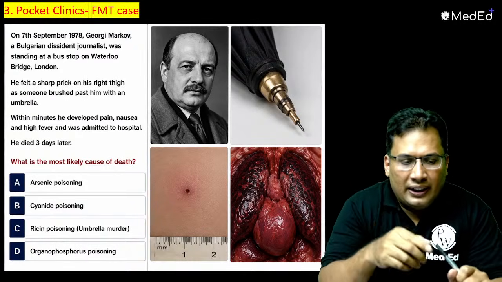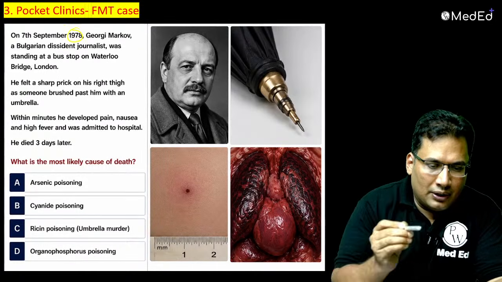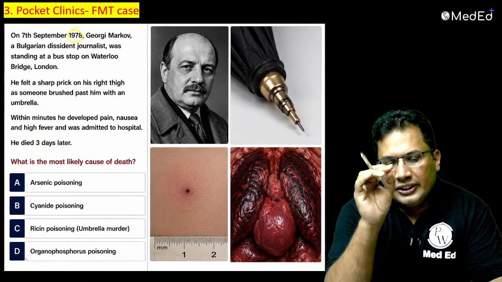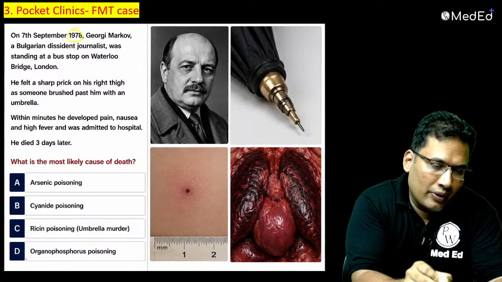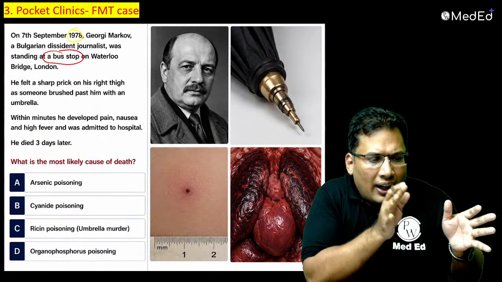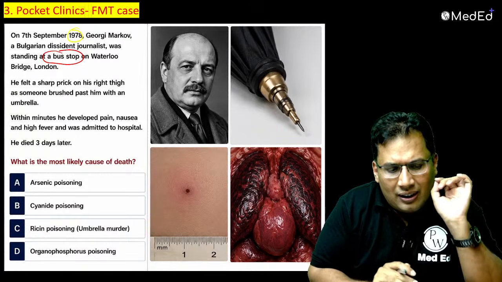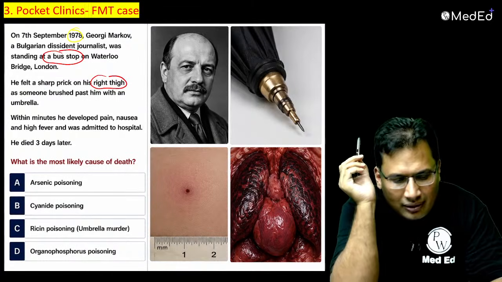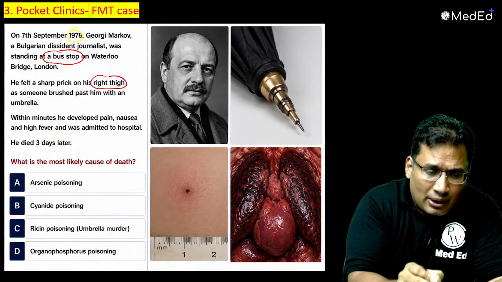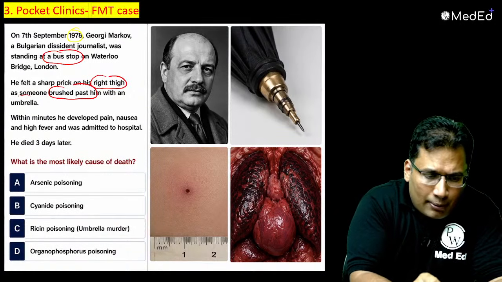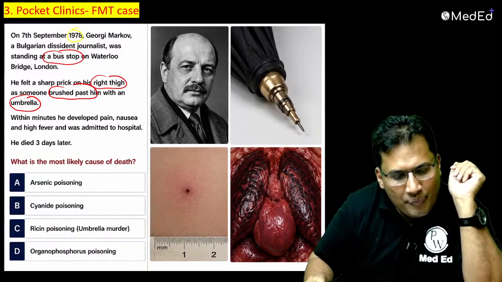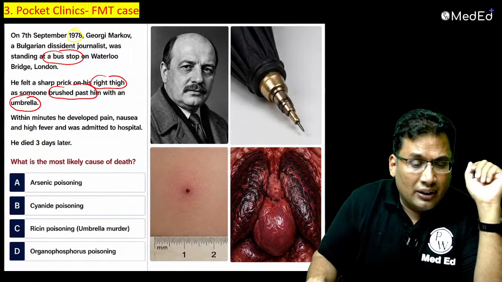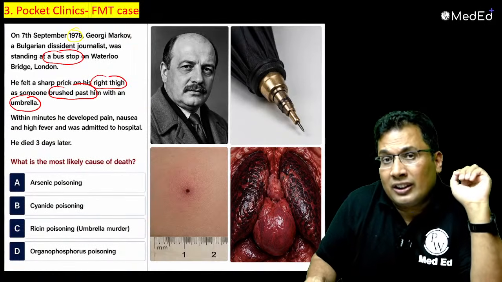On 7 September 1978, George Markov, a Bulgarian journalist, was standing at a bus stop on Waterloo Bridge. He felt a sharp prick on his right thigh, just a prick, like a needle prick or some insect bite, as someone brushed past him with an umbrella. Within minutes, he developed pain, nausea, high fever, and he was admitted to the hospital. He died after 3 days.